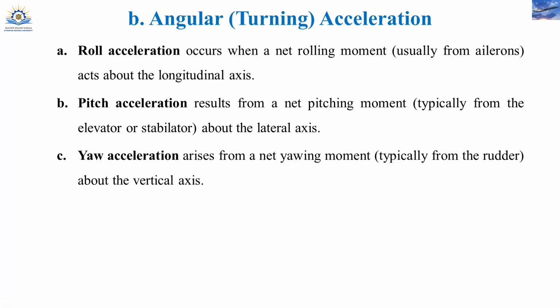Roll acceleration, pitch acceleration, and yaw acceleration are the types of acceleration, and different aircraft control surfaces are involved for different kinds of motion. Roll acceleration occurs when a net rolling moment acts about the longitudinal axis. So rolling happens about the longitudinal axis, and the control surface involved in the rolling action is the aileron.